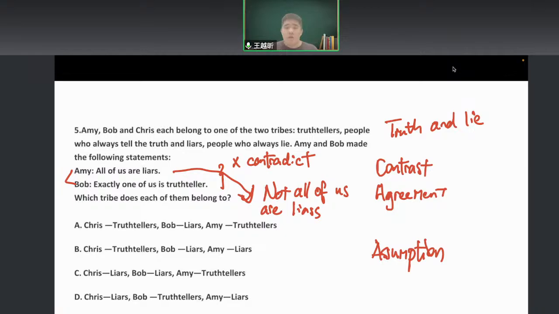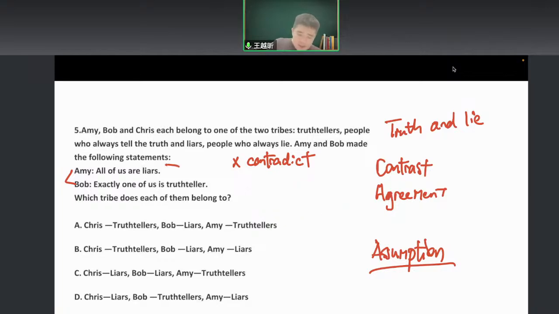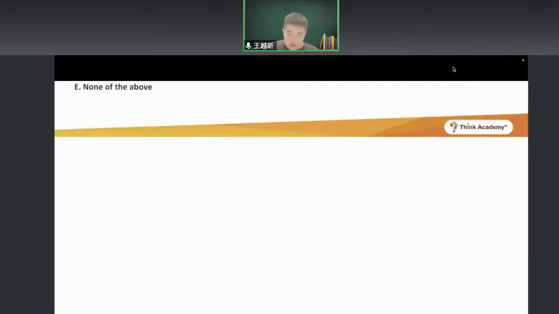Since we don't have a contradiction, the method we're going to use is the assumption. You can start by assuming this is the truth, and check whether we find any contradiction. Then you can also try assuming what Bob said is the truth, and try to find a contradiction. The correct answer for this one is D. You can do the assumption by yourself. Alright, we move on to question 6.